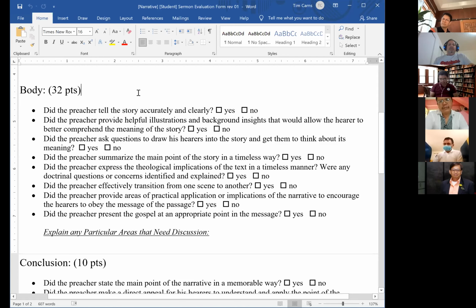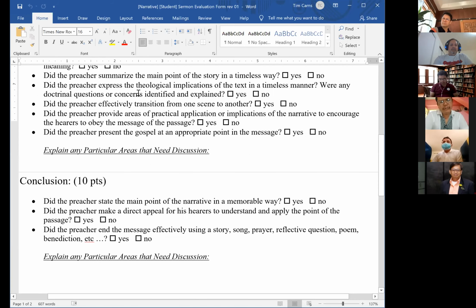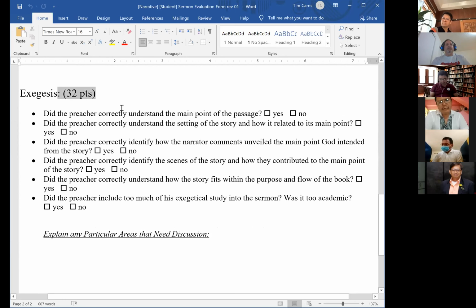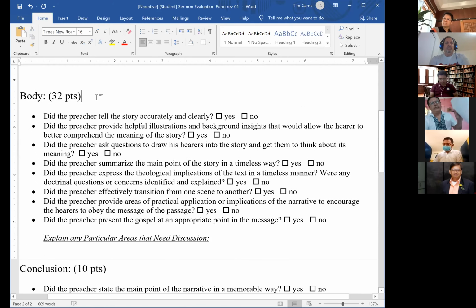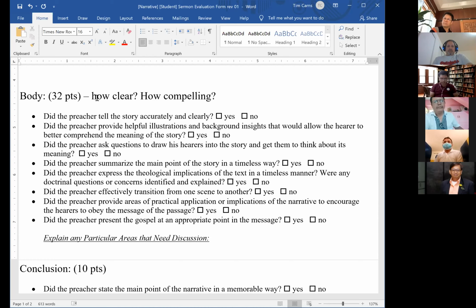And here the focus is on clarity. How clearly did you present the passage? Later on, we'll look at the exegesis. The focus there is accuracy. Okay? So again, that is a third of your grade, is on the exegesis. Basically, how accurate were you? Okay? That's the focus of the exegesis. The focus of the body of the sermon is how clear were you? How compelling were you? Okay? That's the focus on the grading for the body of the sermon.